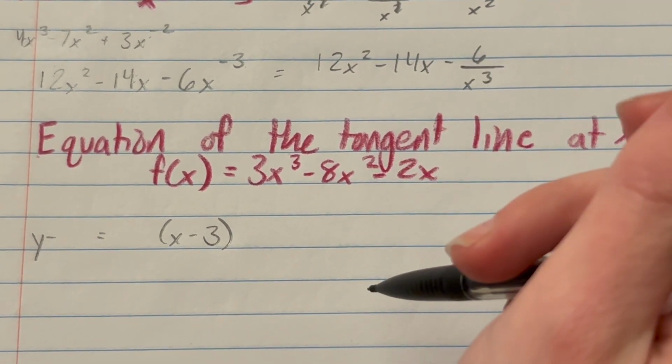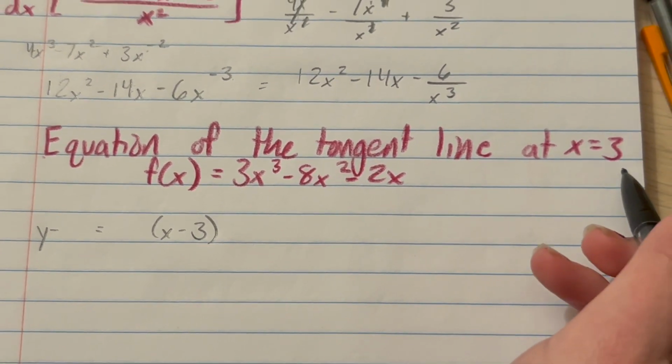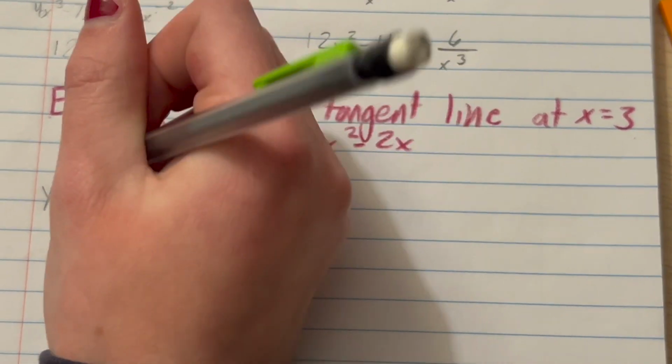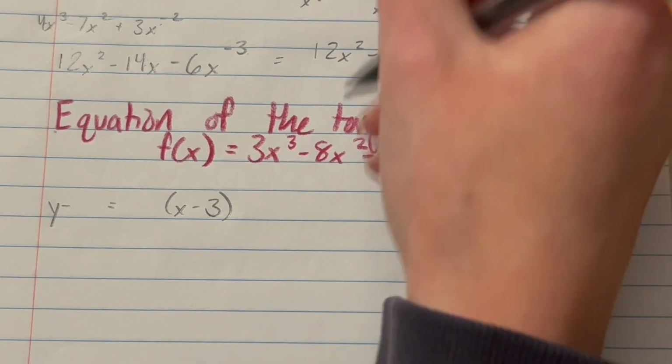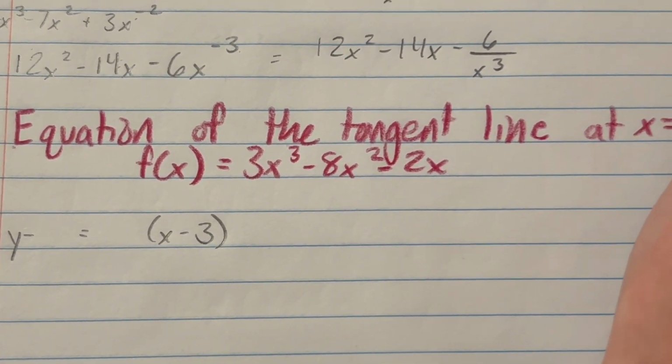Moving on, we're given that the function f of x equals 3x to the third minus 8x squared minus 2x, and we're asked to find the equation of the tangent line at x equals 3. We're already given the x value, so we can plug that right into the equation. All we have to do is find the y1 value and the slope.